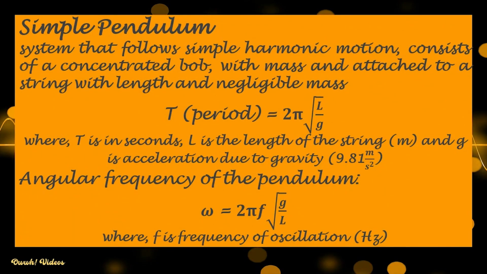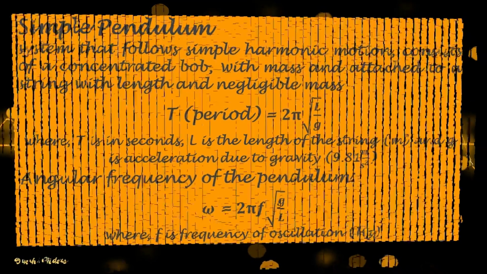Simple pendulum. A system that follows simple harmonic motion, consisting of a concentrated bob with mass, attached to a string with length and negligible mass. T is 2π multiplied by the square root of L over g, where T is in seconds, L is the length of the string in meters, and g is the acceleration due to gravity, 9.81. Angular frequency of the pendulum, ω = 2πf = square root of g over L, where f is the frequency of oscillation.